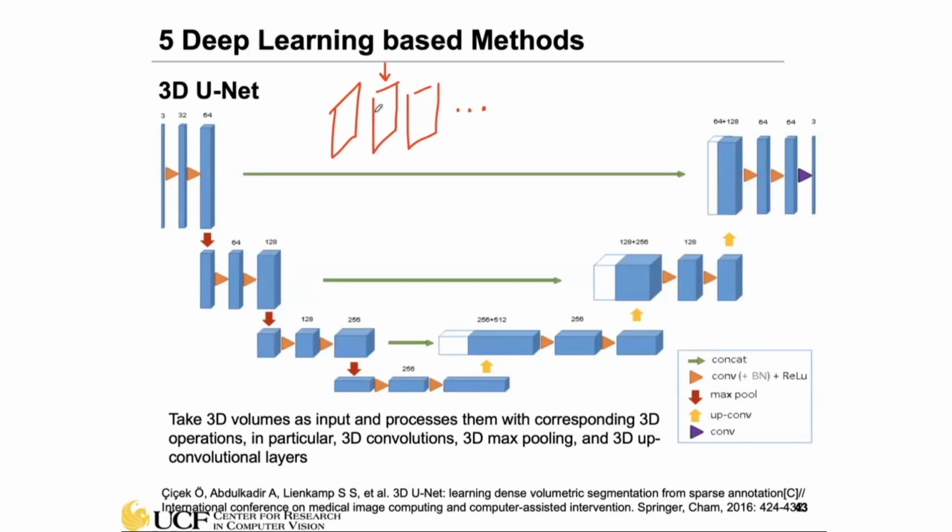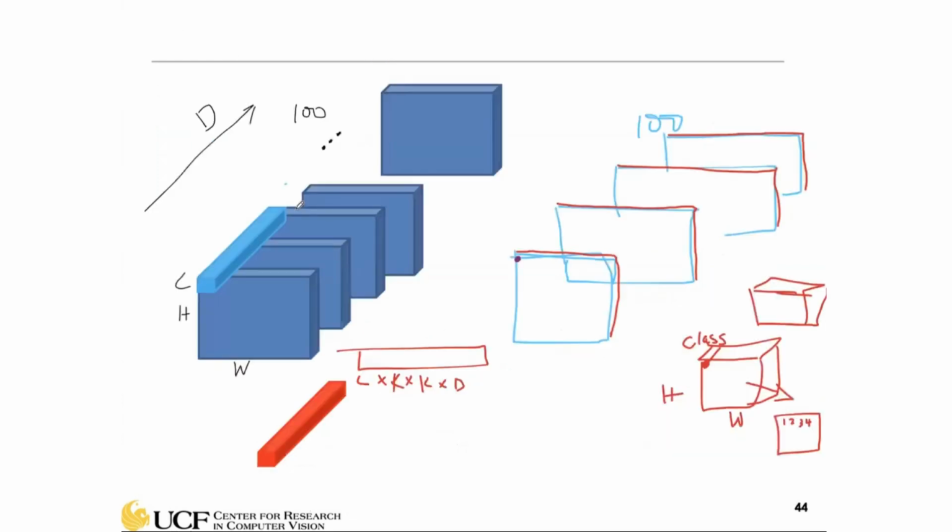Not just the kernel operating in the spatial dimension, but we also operate in this slice dimension. We can call this a depth, right? In the slice direction. So basically you add an extra dimension to the convolutions, and you can build this 3D U-Net for volumetric segmentation. Okay.